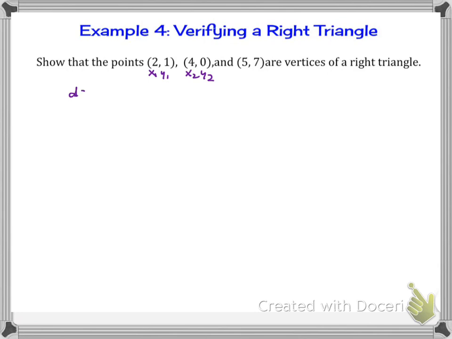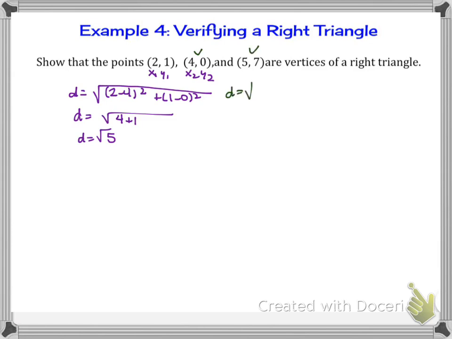So we do distance equals the square root of (2 minus 4) squared plus (1 minus 0) squared. So that is going to be the square root of 4 plus 1, which is the square root of 5. So let's do the next one. So I'm going to check this one and this one.